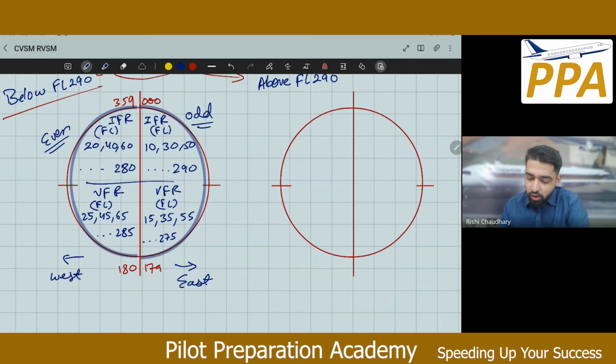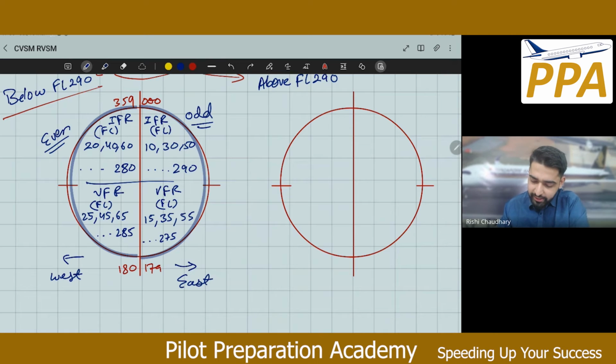That means all the odd thousands are IFR in easterly direction, and all the odd thousands with 500 in it are for easterly direction VFR flight levels. Similarly, all the westerly VFRs will have even thousands. Can you see this? All the thousands are even. So whenever you find an even thousand with hundreds, that means it is a VFR flight going in westerly direction, right? So we'll understand this with an example.